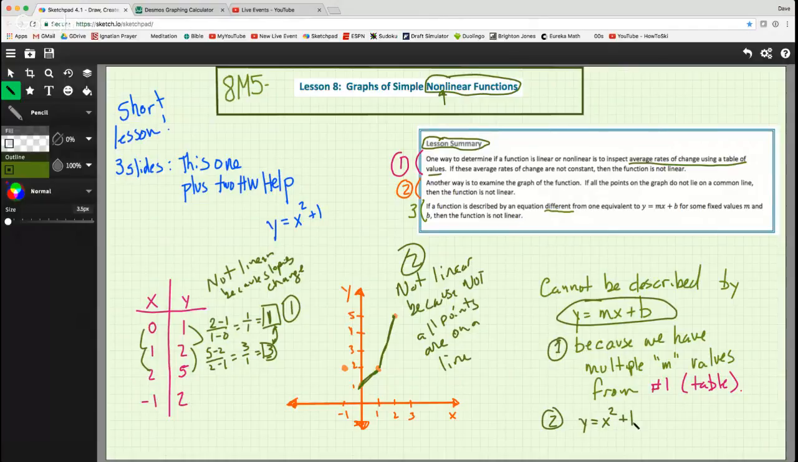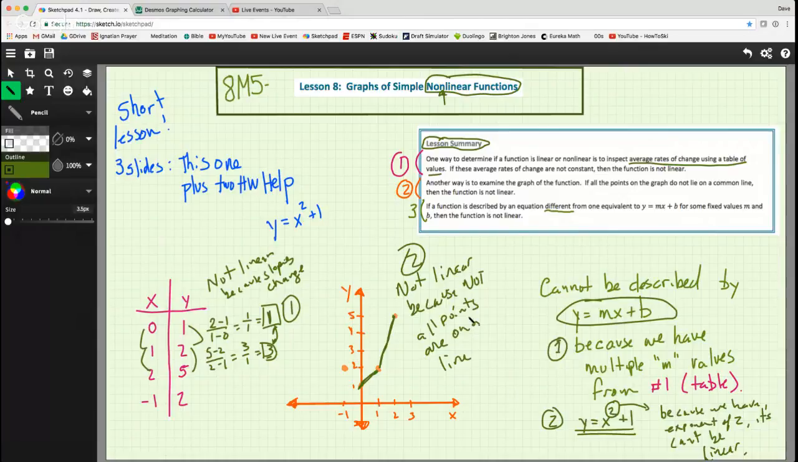And a negative 1 in for x, you'll get a 2. So here's the function that describes those points. And you can see, because we have an exponent of 2 here, and we learned this long ago, that because we have an exponent of 2, it can't be linear. Can't be linear. So if it can be written as y equals x squared plus 1, it clearly can't be written as y equals mx plus b. So those are 3 ways that we can identify a nonlinear function.